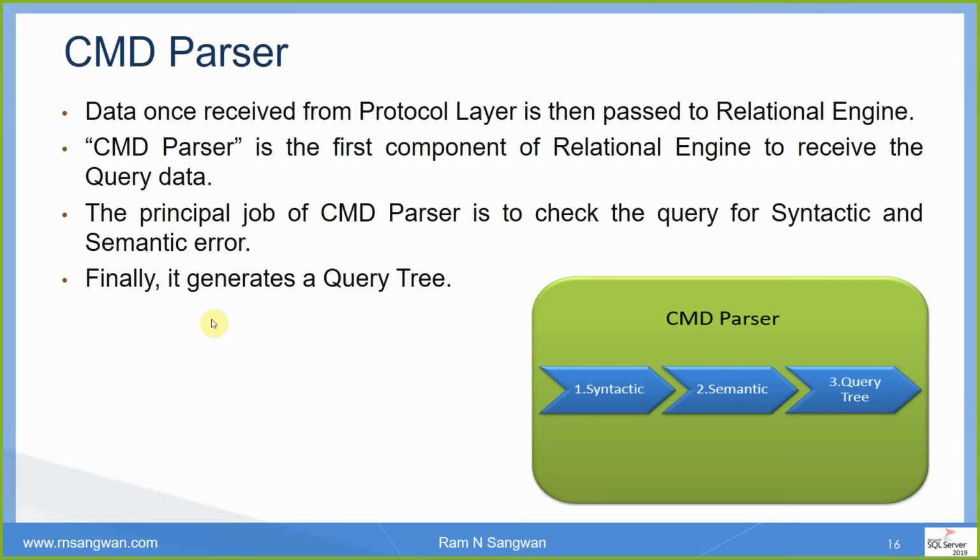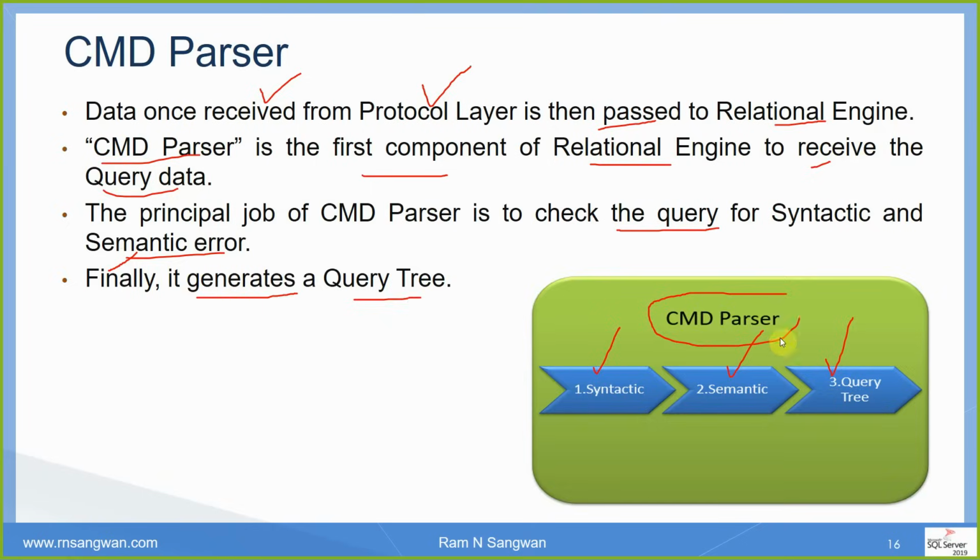First was the CMD parser. The data, once received from the protocol layer, which is the top layer, is then passed to the Relational Engine. The CMD parser is the first component of the Relational Engine to receive this data from the protocol layer. The main job here is to check the query for syntactic and semantic errors. Finally, it generates a query tree. So syntactic and semantic checks, and then the query tree will be generated. That's the job of the CMD parser.